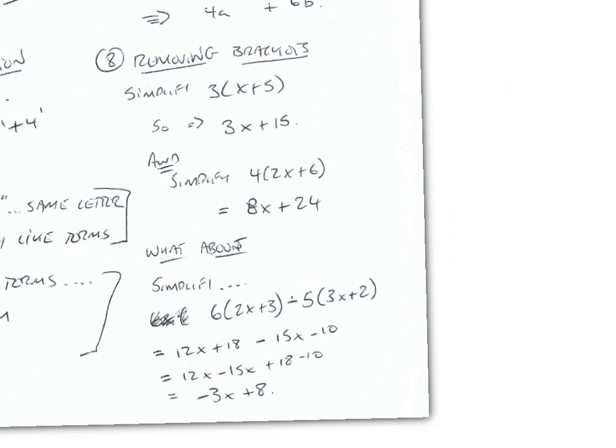Sometimes in algebra we're asked to simplify expressions, but within those expressions we have some terms that are contained within brackets, and we have to remove the brackets. So to simplify something like 3 times (x plus 5), we have to multiply the outside term by each of the inside terms. So 3 by x is 3x, and 3 times 5 is 15.